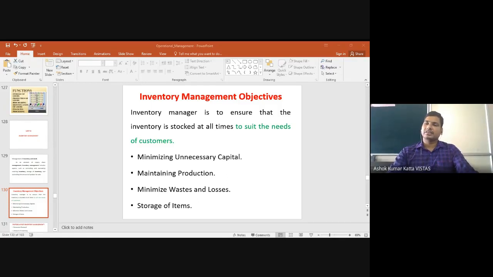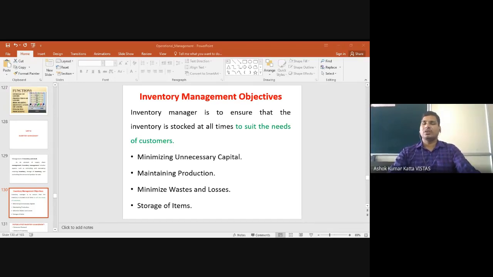You are spending a huge amount on inventory. If the inventory is not in use, then ultimately it is a waste of your money, the capital of the organization. So being an inventory manager, you should know how to achieve optimum utilization of the inventory. It should not be wasted and it should not be lost.